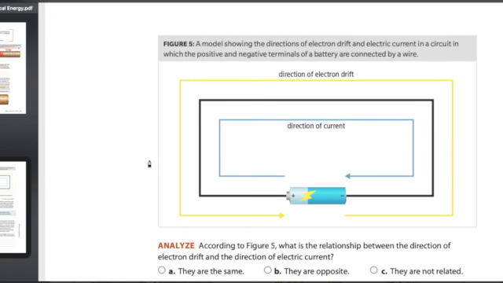So here we have a model showing the directions of electron drift and electric current in a circuit in which the positive and negative terminals of a battery are connected by a wire. So here's positive, and here is negative, and the current is moving in this direction, around like this.